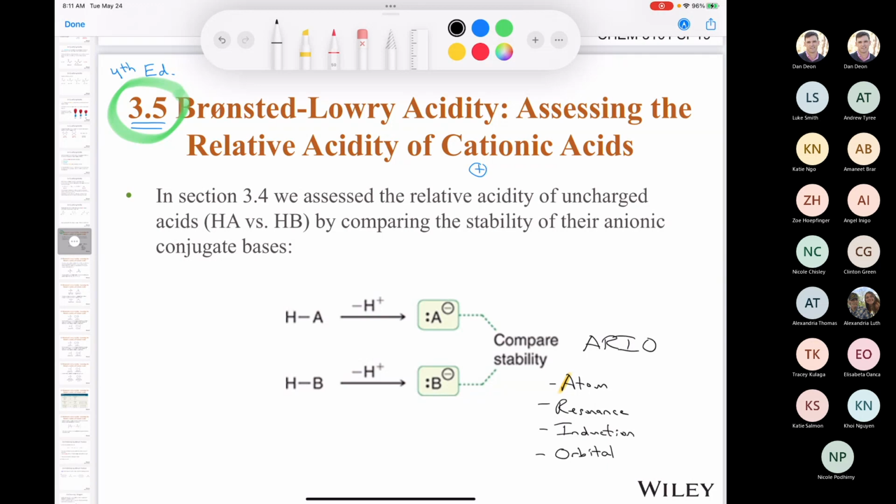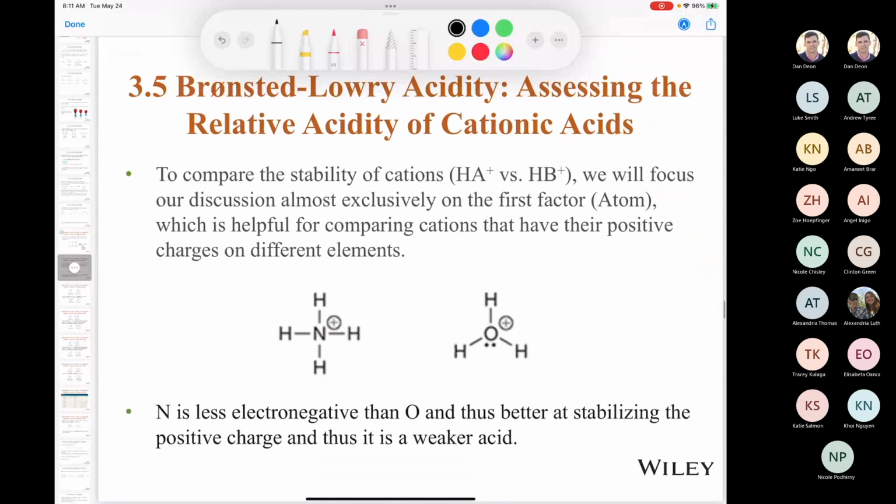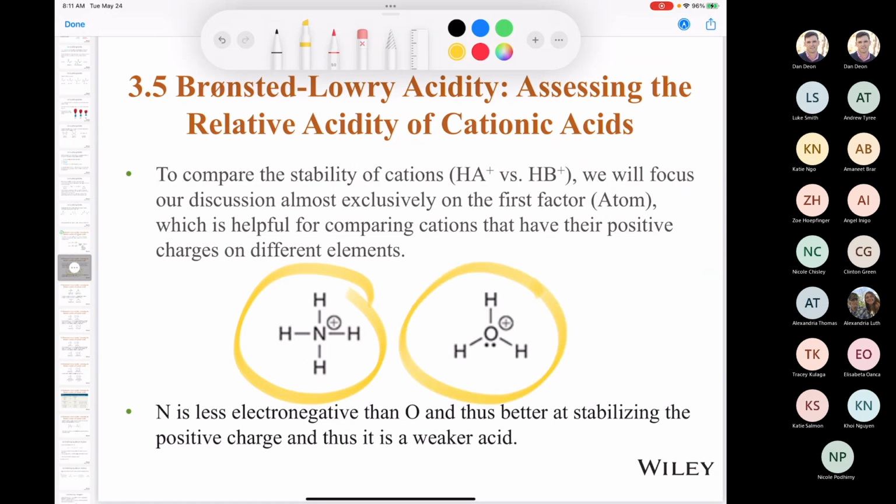If you didn't have any of those other things to differentiate between the two conjugate bases, you would move on to orbitals. Well, if we're talking about acids that have a positive charge, like HA plus and HB plus, I just have a couple of examples here. Here's an ammonium ion and a hydronium. Well, there's a myriad of factors that can affect the stability of cationic acids, and so the only thing that we're going to focus on is atom. We're not going to focus on resonance, induction, or orbital, so we're actually going to keep it much simpler than we did when we were looking at conjugate bases.